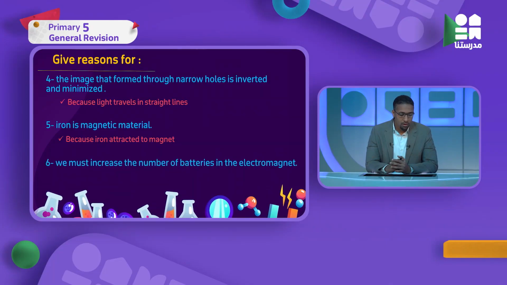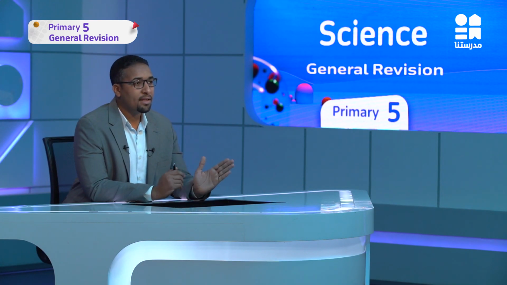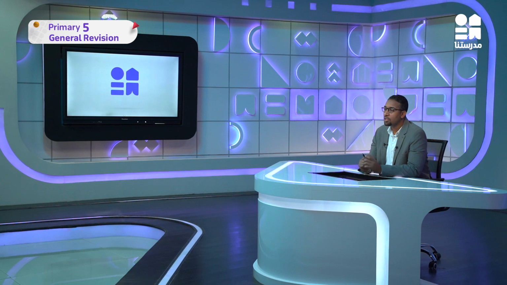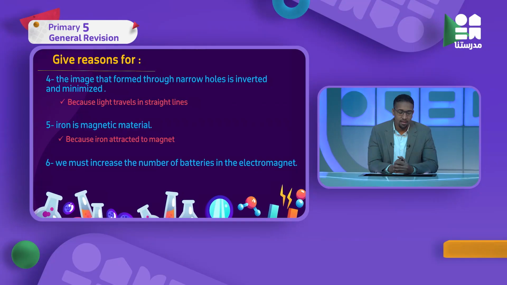The next question: we must increase the number of batteries in an electromagnet. Why? An electromagnet converts electric energy into magnetic energy, and batteries are the source of electric energy. So by increasing electricity, we increase the magnetism. The answer is: to increase the magnetic force of the electromagnet.